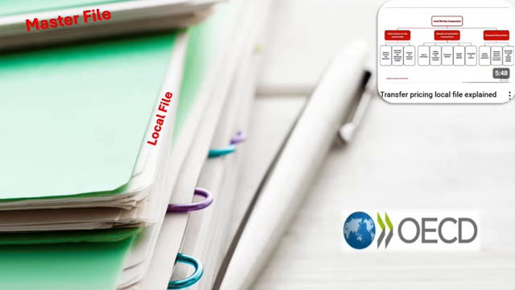And finally, the country-by-country report, which is a breakdown of financial and tax-related data for each country in which the group operates. And in today's video, we're diving into one of the core elements of international tax compliance, the transfer pricing master file. Whether you're a tax professional, a business owner, or just curious about global tax rules, this is for you.